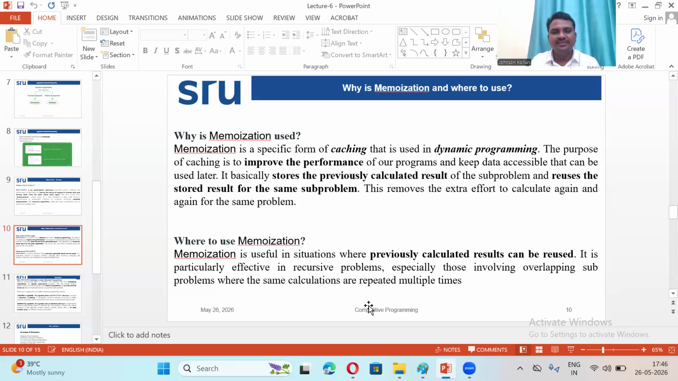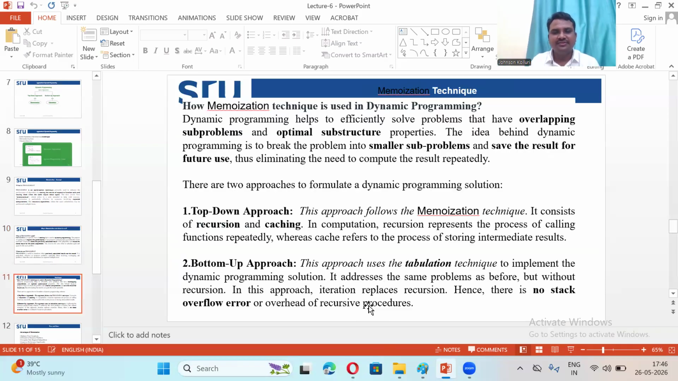That is the way to use the memoization concept. Memoization is useful in situations where previously calculated results can be reused. Just for understanding, we'll see the memoization concept. It's purely a top-down approach. Tabulation is a bottom-up approach. Here we are using recursive function calls. That's why the stack is required.